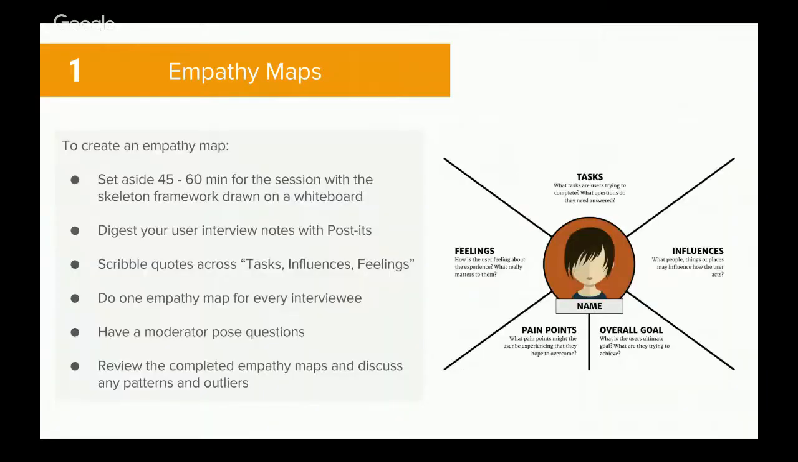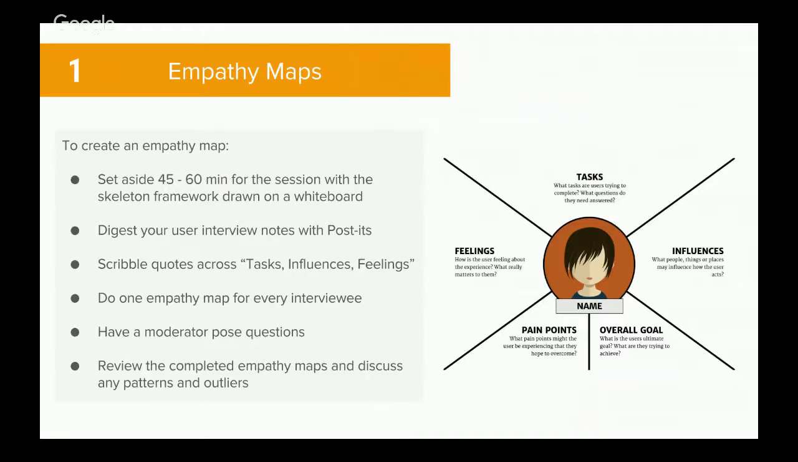And then to create an empathy map, you should probably set aside 45 to 60 minutes for the session and have the skeleton framework of an empathy map drawn on a whiteboard. You'd have your whole team together and you would digest your user interview notes onto Post-its and place them in each quadrant. You might scribble quotes across the tasks and influences and feelings. You would do one empathy map for each interviewee, and you would have a moderator pose questions like, what environment is the user in? Are they having fun or do they want to get it over with?